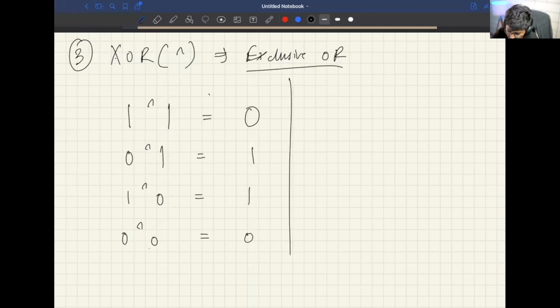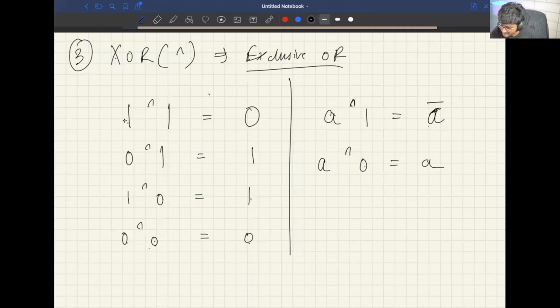Sound good? So basically, if I'm saying any number XOR 1 is going to give me what? Can anyone tell me what this is going to give? It's actually going to give the complement of this number. We'll look more into complement later. If I'm saying any number XOR 0, what is this going to give? So if I say 1 XOR 0 or 0 XOR 0. When I did 1 XOR 0, I got 1. When I did 0 XOR 0, I got 0. So A XOR 0 is actually giving me A only.